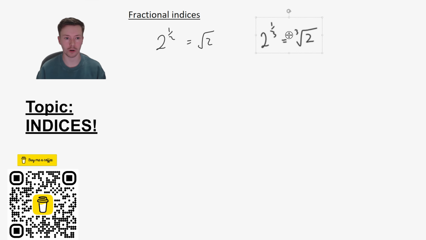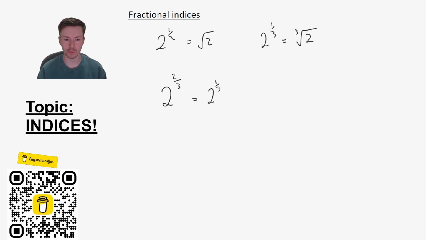Okay, so we've got 2 to the power of a half, 2 to the power of a third. Now, the next thing is, what would 2 to the power of 2/3 be? These rules work with any base, so I'm just using 2, but the same rules apply to any number. So 2 to the power of 2/3. Now we need to think quite creatively again about how we can write this, and we can write this as 2 to the power of a third.